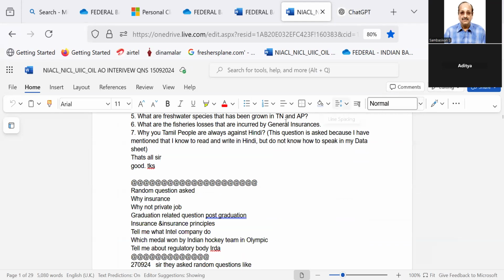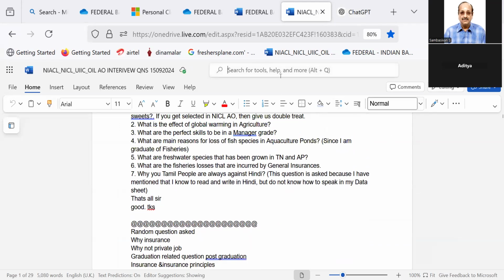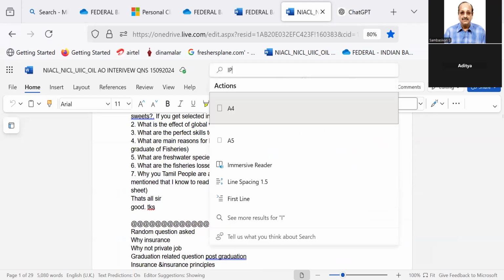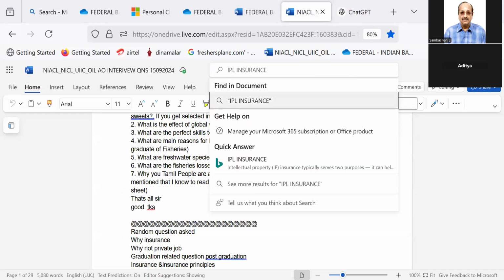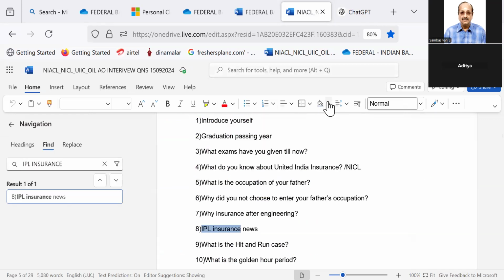Editing. Find. How to find. Find. Here. IPL insurance. Some question was asked. It is there within these 29 pages only. Got it, sir. It's an Economic Times article.